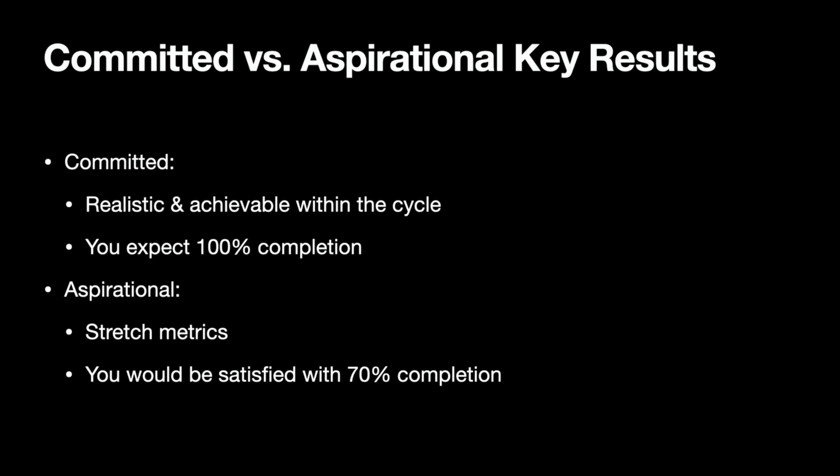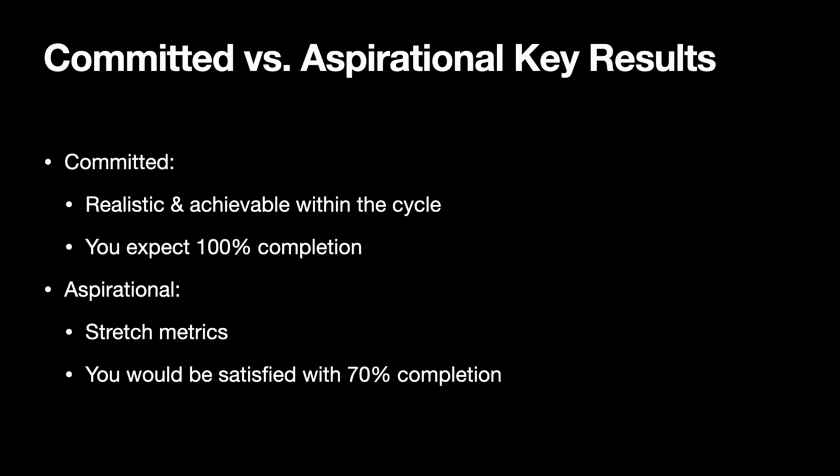You should set your key results so that they're ambitious but achievable within the cycle. So if you're running a quarterly cycle, you should be able to achieve those results within that cycle with a bit of stretching, but something that's not impossible. This is a good time to decide which results are committed and which ones are aspirational.